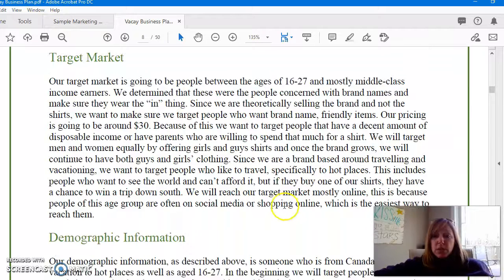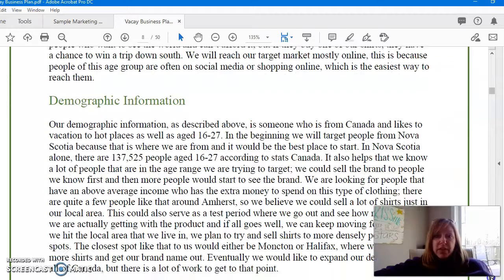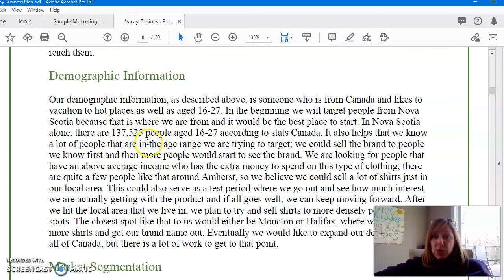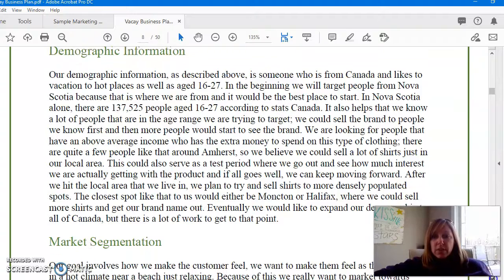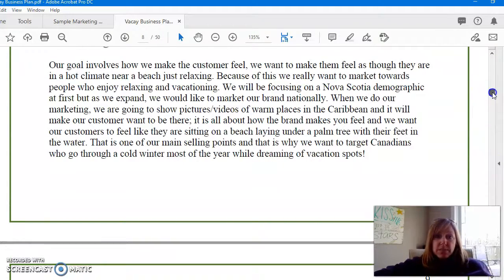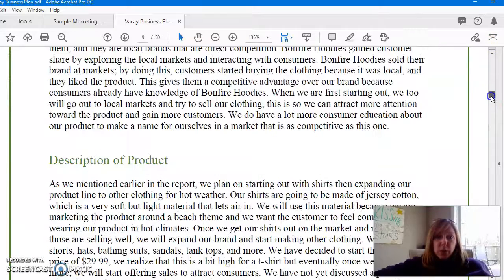And they intended to mostly target online shoppers and use social media. They did some research on demographics in Canada in terms of who's available to sell to, how many people are in their age group. They would have got that from Stats Canada. If you're selling to Cumberland County only, the Cumberland Connector website has some great demographic data specific to Cumberland County. So they've got their specific segments. Let's see. They've got the description of their product.